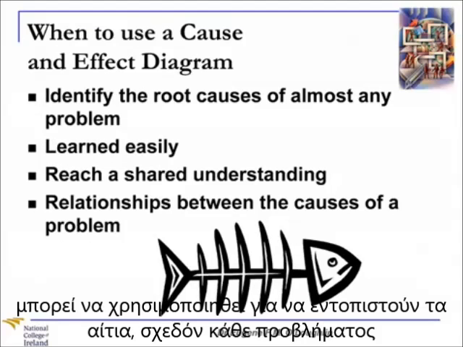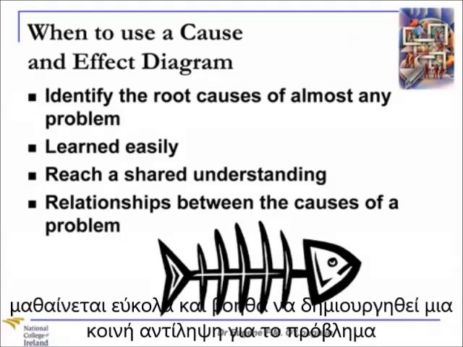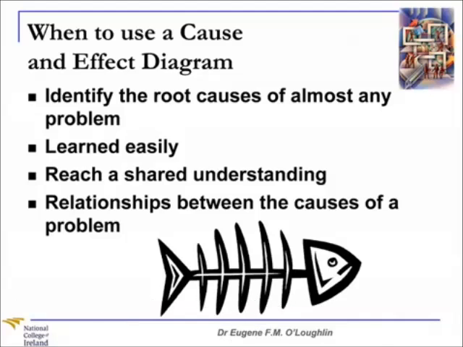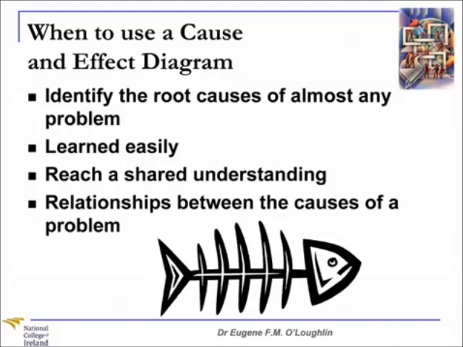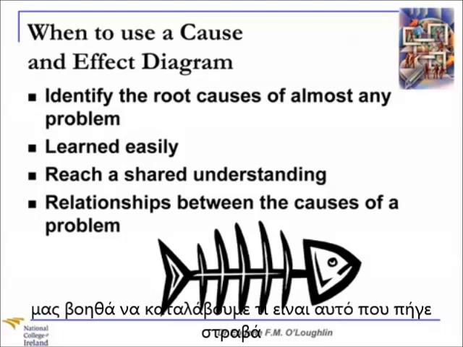So when do we use a cause and effect diagram? Well, it can be used to help identify the root causes of almost any problem that you can think of. This type of diagram is learned very easily by people, and it's very useful in helping teams reach a shared understanding of a complicated problem. We can also use them to organize and analyze relationships between the causes of a problem. Basically, what it's very good at doing is when something has gone wrong and we don't know what it is, we're going to use our cause and effect diagram to help us try and figure out what is causing the problem.